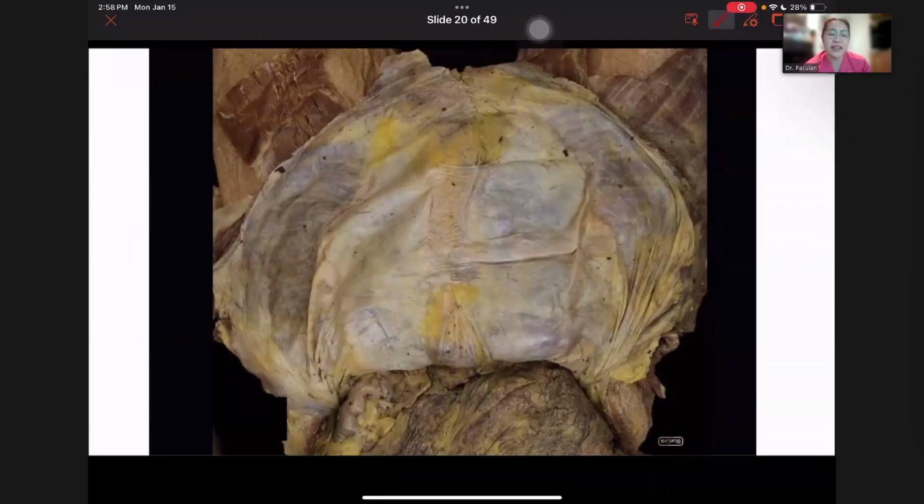Let me show you this. So here, if this is the umbilicus, you have here your median. You have two medial, and here, your lateral. Why is it lateral? Because this is where your inferior epigastric arteries are. Median, medial, and lateral. Okay?